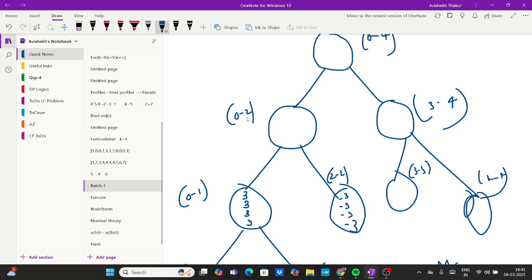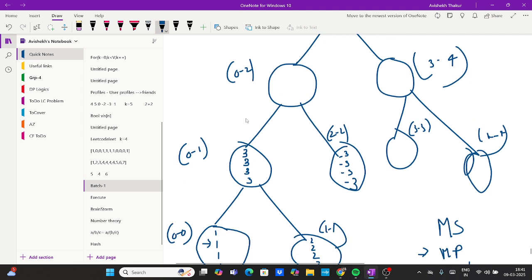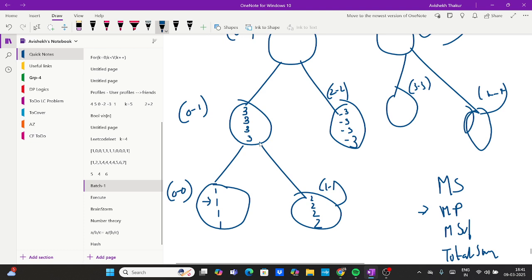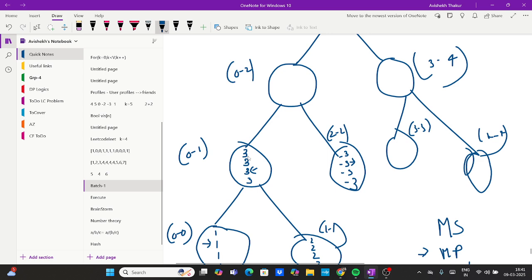Now 0 to 2. First let's try to find the maximum sum. The maximum sum can be nothing but the maximum sum of this one, either it is 3 or it is minus 3, or the maximum suffix sum of this part plus the maximum prefix sum of the other part. So that is 3, and 3 will be the answer, right?